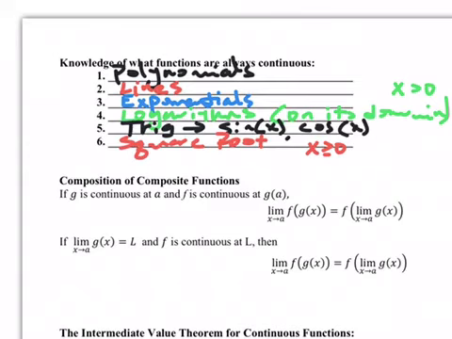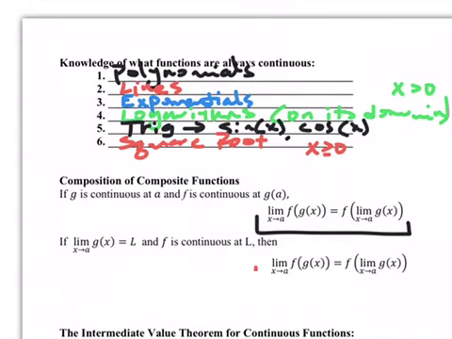So another couple properties that you're going to want to be aware of are the composition of composite functions. So if g is continuous at a and f is continuous at g of a, then the following property works, right? Then I can take and find the limit as x goes to a of g of x and use that as an input for f. Likewise, if the limit as x goes to a of g of x equals L and f is continuous at L, then the following still works as well.